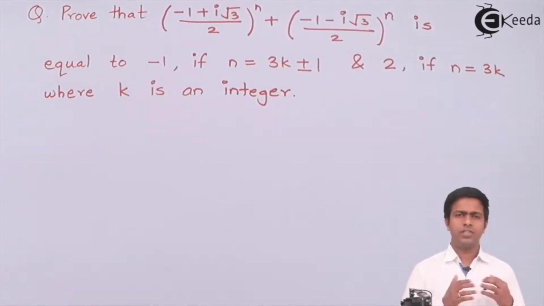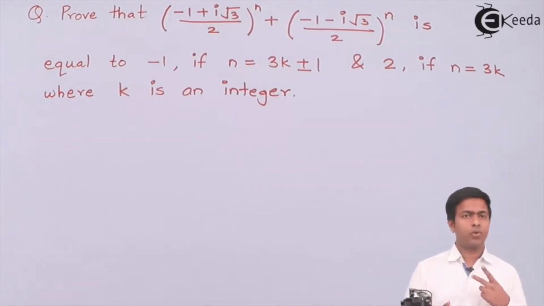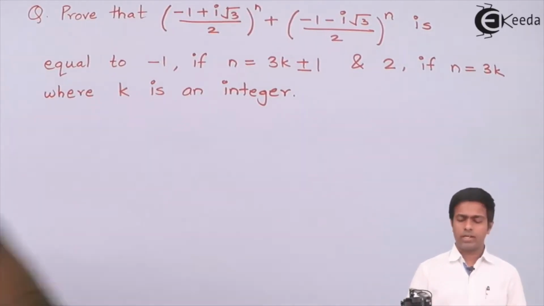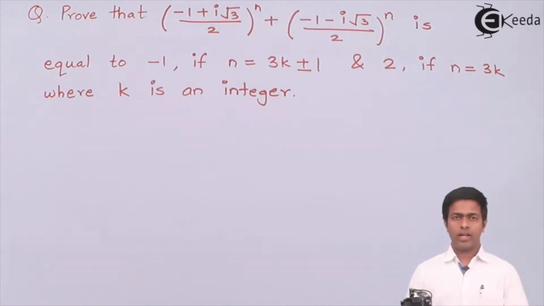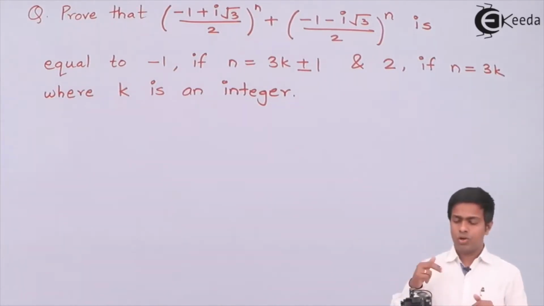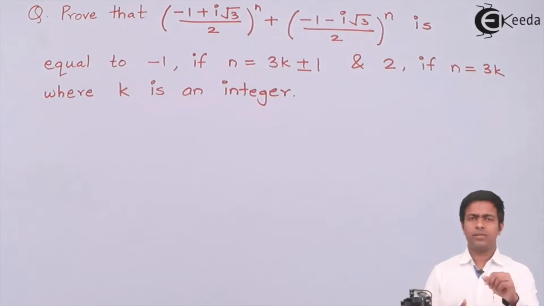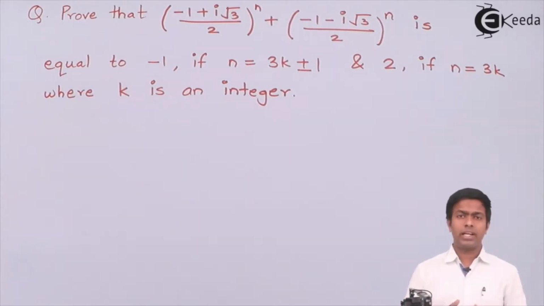So guys, it means here we have two conditions, and for two conditions we have two different results. So we have to prove that it is equal to -1 for n equal to 3k plus or minus 1, and we have to prove that it is equal to 2 for n equal to 3k. So let's start. Now the question is how to get that answer.